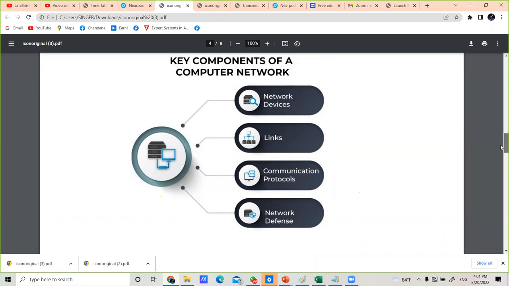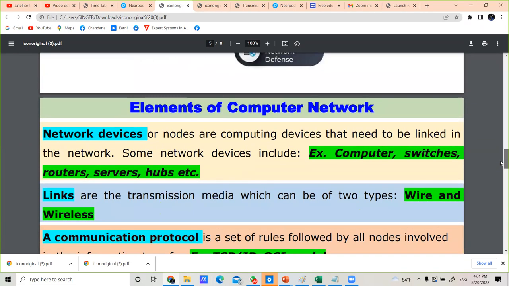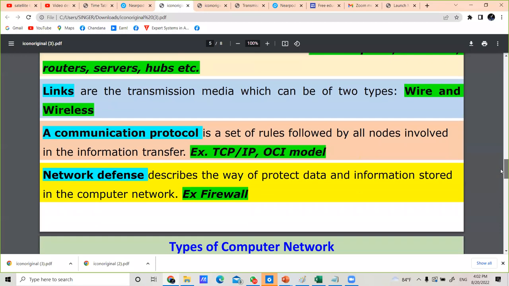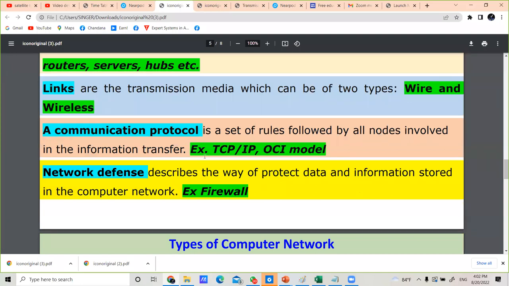Then we'll see a little description about these components. Here, whatever I am explaining, you can see as notes. Network devices: here are given a few examples: computers, switches, routers, servers, like that. The links mean wireless media, transmission media. Then communication protocol, which I explained earlier, is a set of rules. Look at the example here: TCP/IP in short. TCP/IP is a very common protocol. Especially if your computer connects to the internet, you must have this Transmission Control Protocol/Internet Protocol, in short TCP/IP.